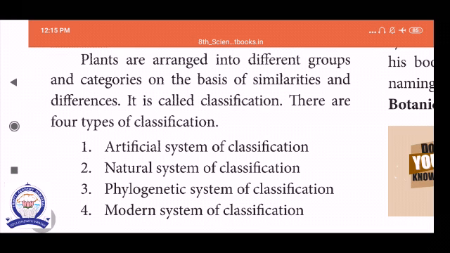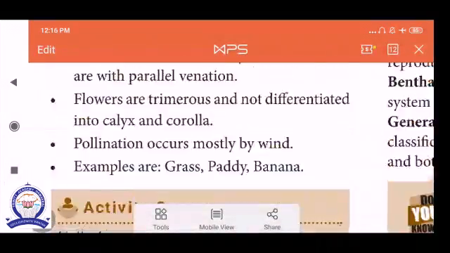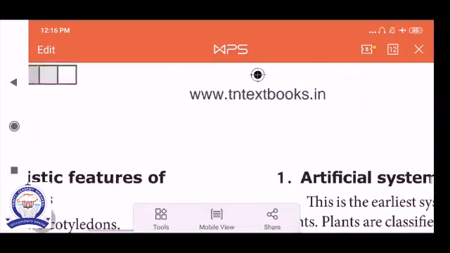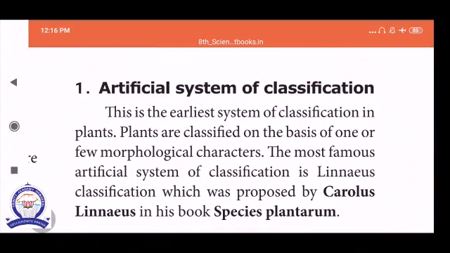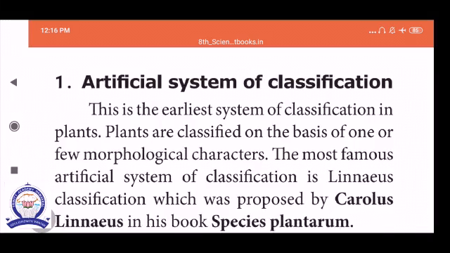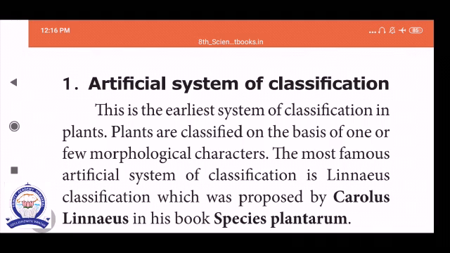Artificial, natural, phylogenetic, and finally modern system of classification. Out of these four, we only have to study the first two. The first one is the artificial system of classification. This is the earliest system of classification in plants. Plants are classified on the basis of one or a few morphological characters.